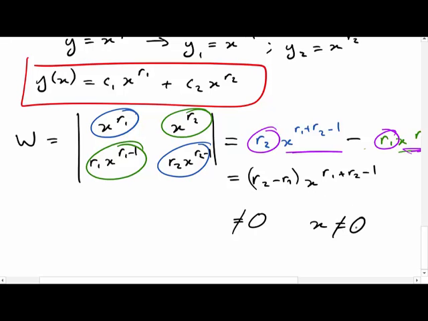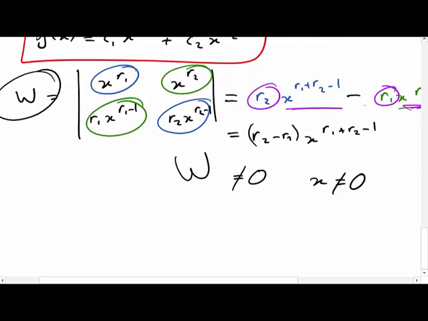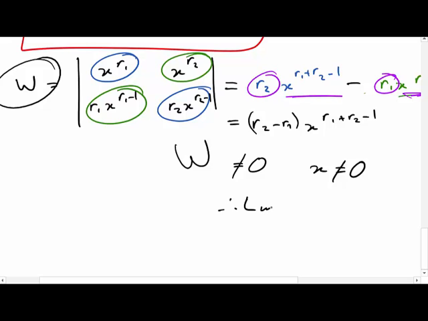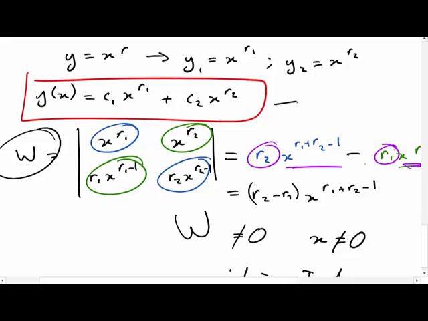So in other words, as long as x isn't 0, this Wronskian is not equal to 0. So the Wronskian is not equal to 0, therefore it's linearly independent. So I can basically say that my two solutions are linearly independent, providing x isn't equal to 0. Okay, and there's plenty of examples out there which are going to show this. I'm just showing you the theory for the time being because that's fairly straightforward to understand.